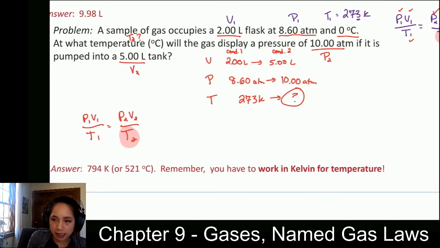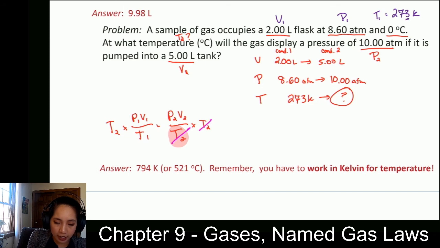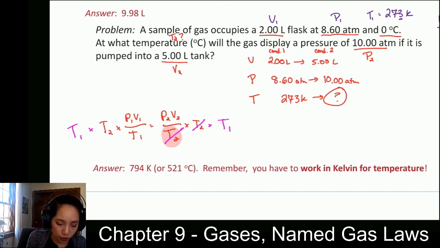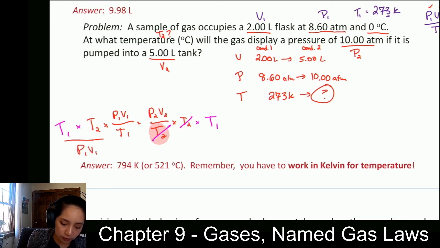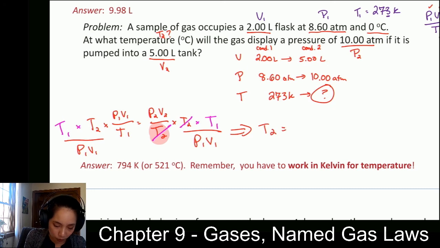All right, so we want to isolate T2 here. So if I multiply both sides by T2, that will cancel T2 out, putting it in the numerator on the other side. And then I also want to multiply both sides by T1, because in that case it puts T1 on the other side of the equation, because we want to isolate T2, and then we want to divide both sides by P1 V1. So we isolate T2. So let's cancel some stuff out so it's easier to see. So P1 V1 cancels there, T1 cancels there.